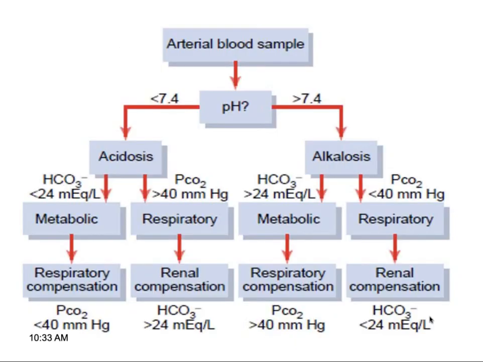This flowchart is from Guyton. It will show you a 3-step approach algorithm. So the first step is, for example, if a patient comes in medicine, emergency, the first thing will be we will take the arterial blood sample. We will do ABG analysis. So they will give you the value of pH.